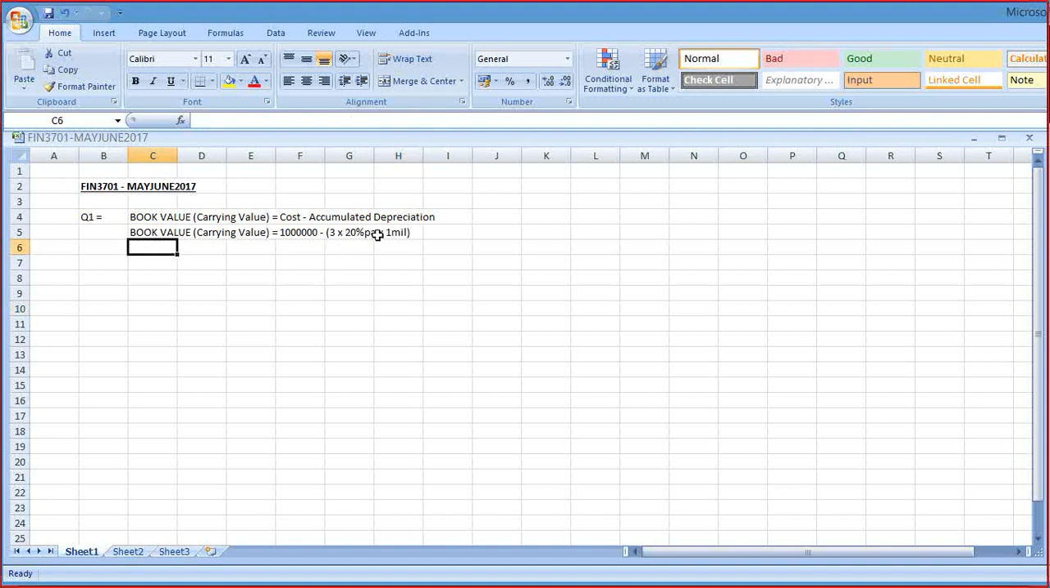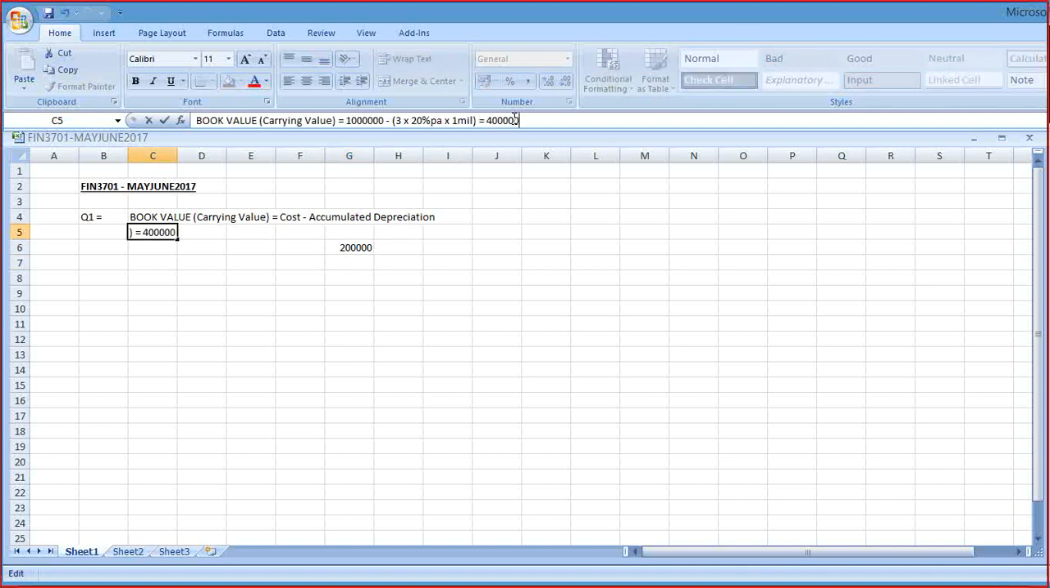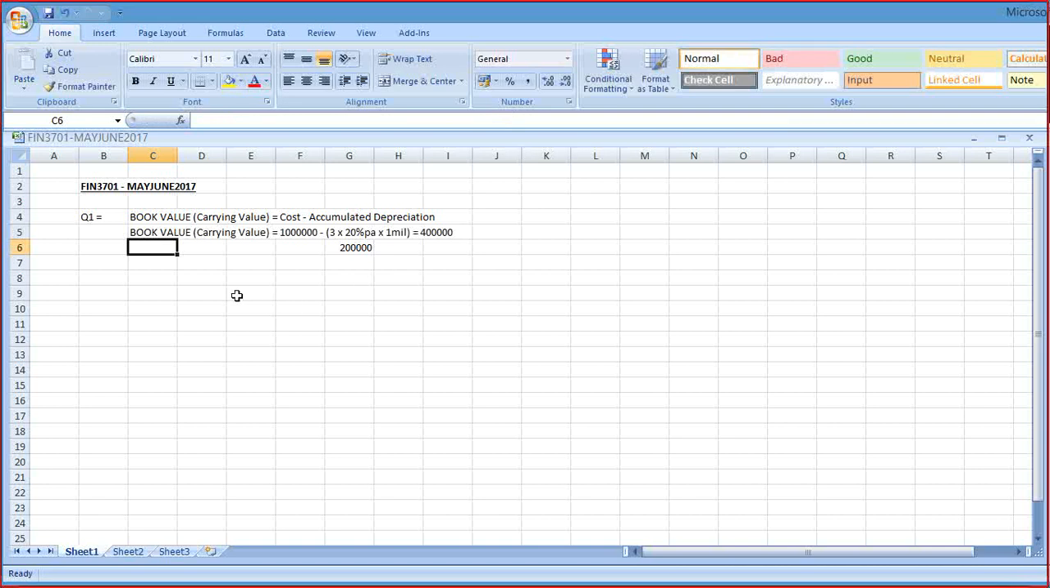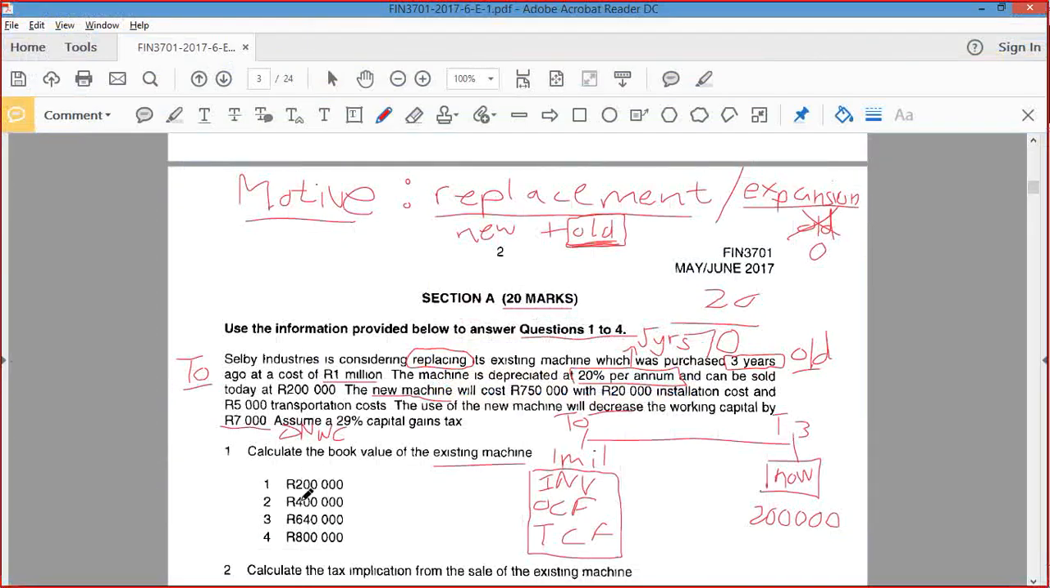So 20% times a million is 200,000. Yes. Okay. So times 20%, 200,000. We've got 3 years' worth of depreciation, so 3 times 200 is 600. So your answer's correct. You end up with 400,000 as the book value of the asset. So yes. Okay. You had the right answer. Option 2.